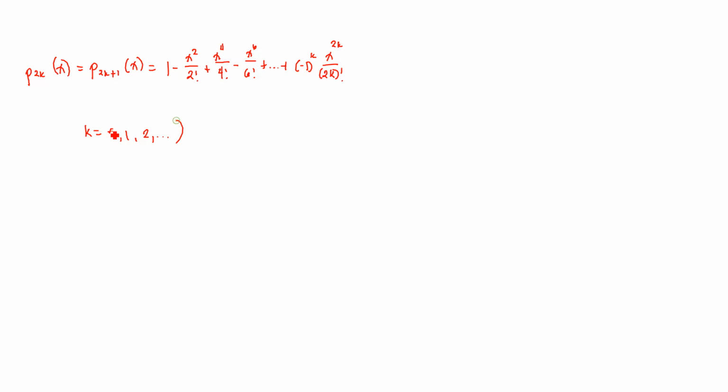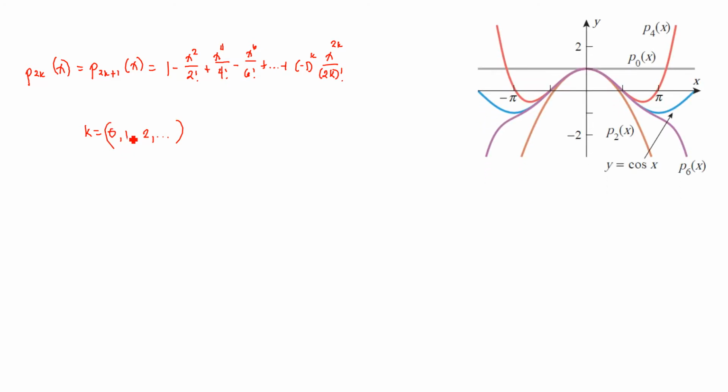Okay, so if we are going to graph that one, this shows our cosine x, our p sub 0 of x, p sub 2 of x, p sub 4 of x, and p sub 6 of x.